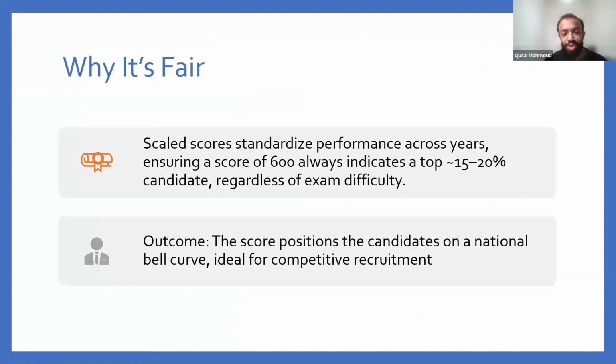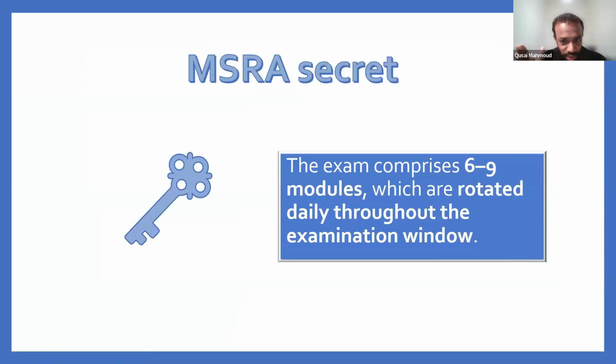So why is it fair that they are using this? Because the scaled score is standardized performance across the year and across the cohort. If one of the modules was very difficult, for example, you would be fairly treated against your colleagues. So that's why. Just to let you know, the actual exam comprises 6 to 9 modules. So on the day of the exam, there will be 9 modules circulating all the time for the 2 weeks, because the exam window is 13, 14 days, something like that. So every day you will have the same 9 modules.